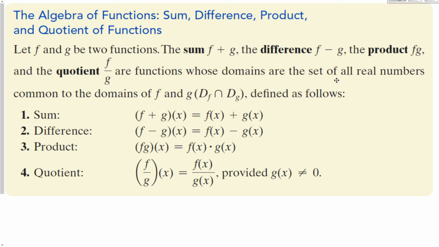Don't get confused with the sum notation when it looks like this, where f plus g of x is the same thing as f of x plus g of x. You're just adding the functions together. That's important. Sometimes you'll see a little dot in the middle like that. That means multiplication.